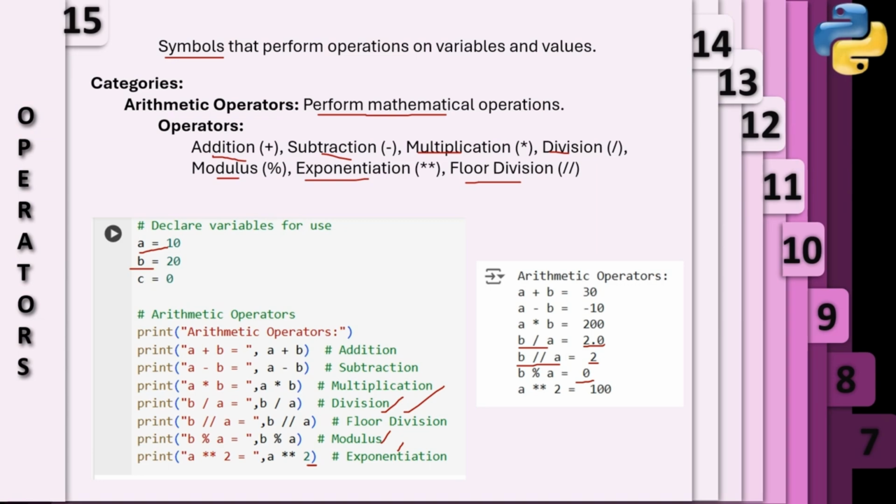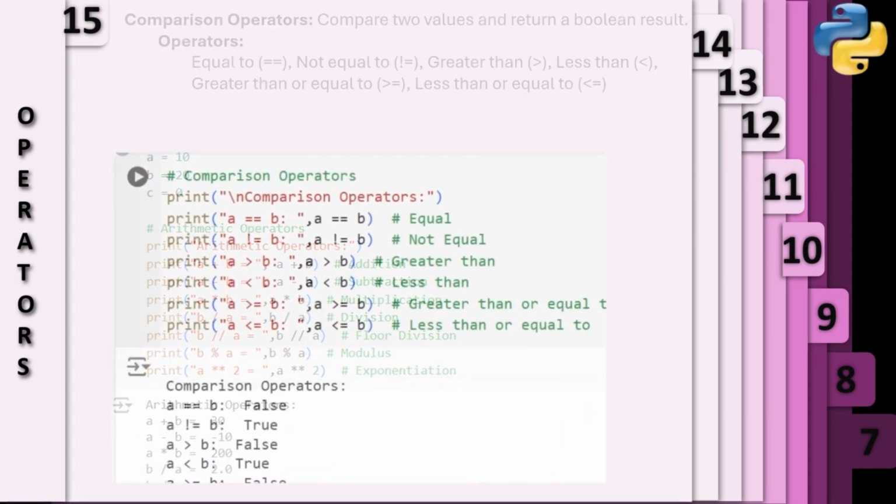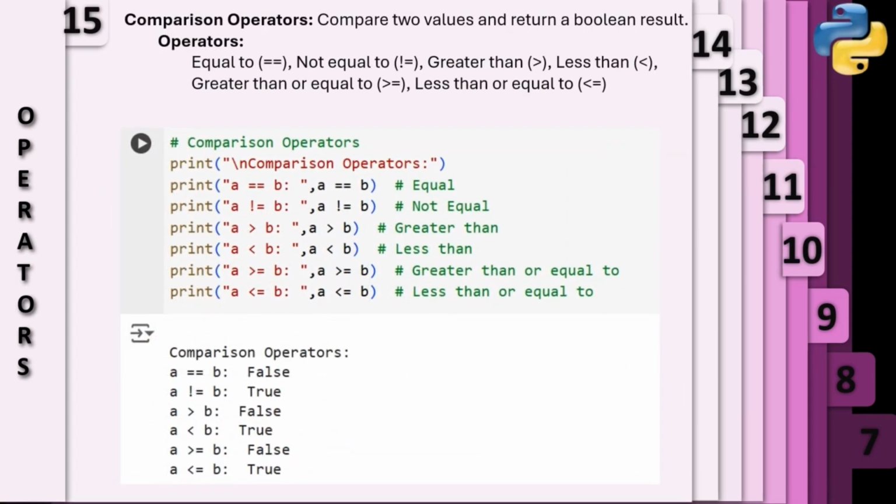Next, let us explore comparison operators. With comparison operators, we compare two values and return a Boolean result. The operators we use in this are equal to, not equal to, greater than, less than, greater than or equal to, less than or equal to. This is an example for these comparison operators. We have performed all the operations on this. Here also the a value is 10 and b value is 20.